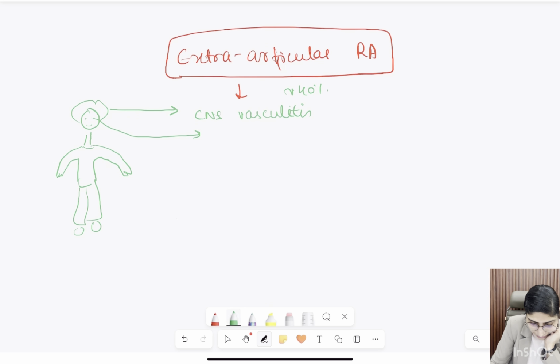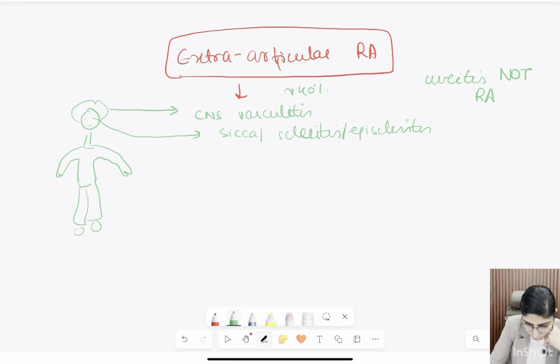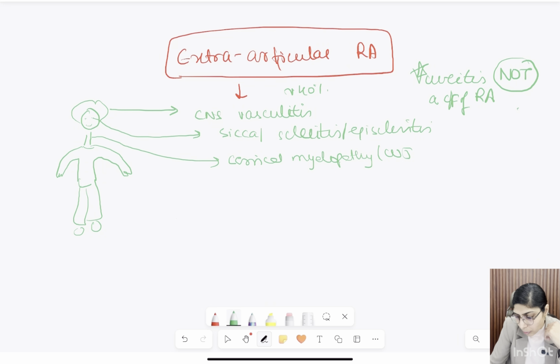Second, if we talk about eyes, uveitis is not a feature. Sicca can be there, scleritis can be there, episcleritis can be there. Sicca yes, but uveitis is not a clinical feature of RA. Remember, this is important. Then if we talk about the cervical spine, there can be cervical myelopathy and a craniovertebral junction abnormality.